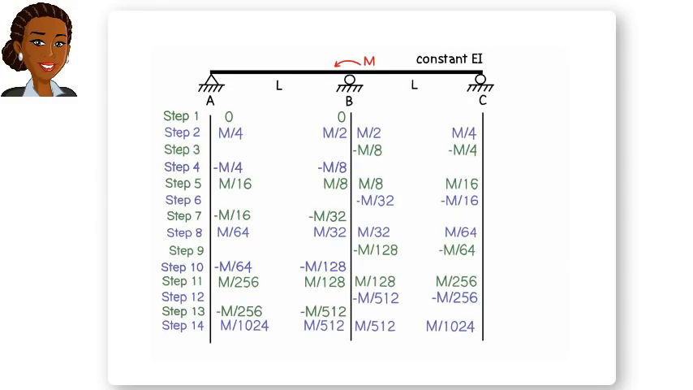Assuming that these moment values are small enough to be ignored, I'm going to stop at this point. Here are the slope deflection equations after this last iteration.